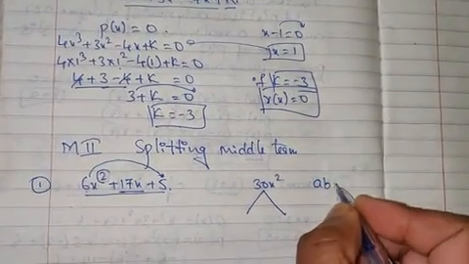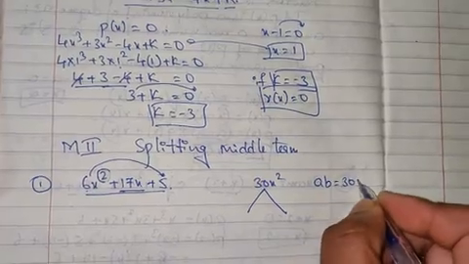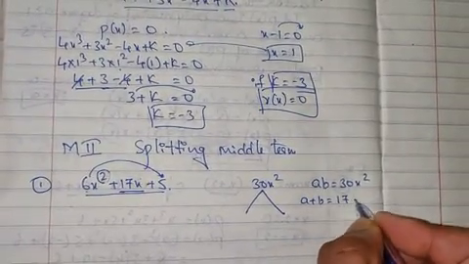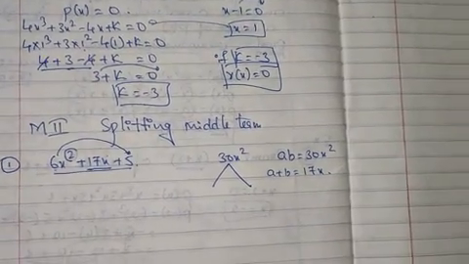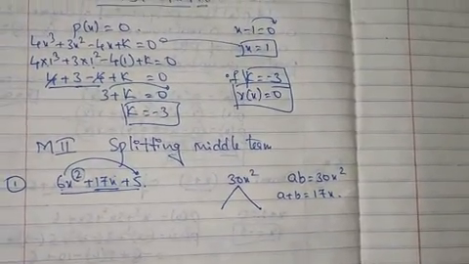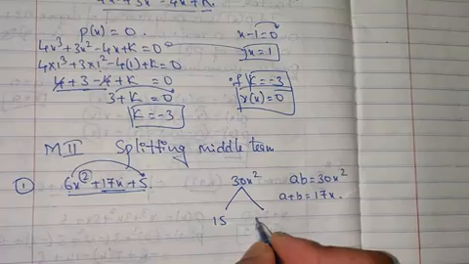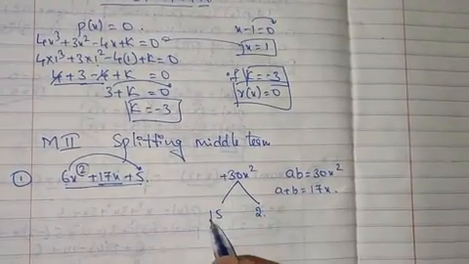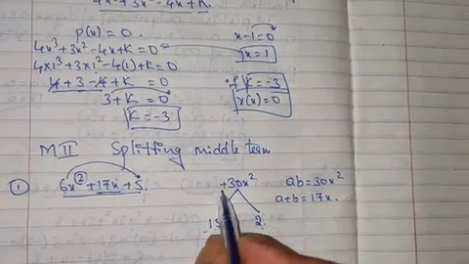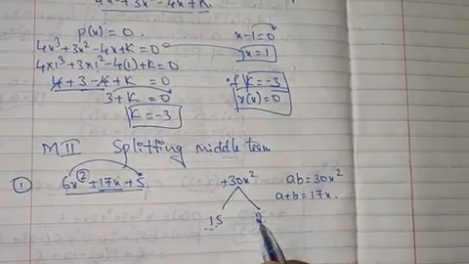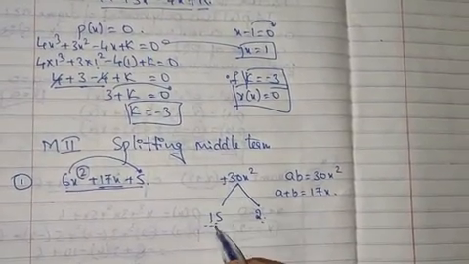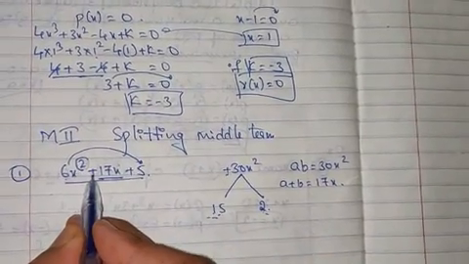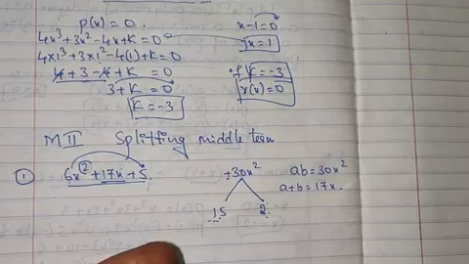Means AB must give us 30x square, and A plus B has to give us 17x. So we have to search for such factors. So we already know 15 twos are 30. If it is plus, both have to be of the same sign. If it is minus, both should be of different signs. And the greater number should carry the sign which is in the middle term.